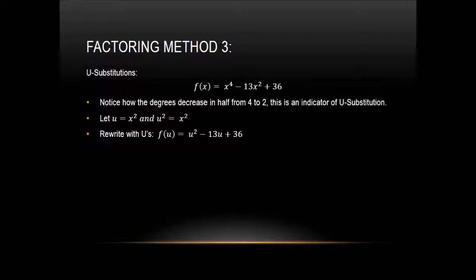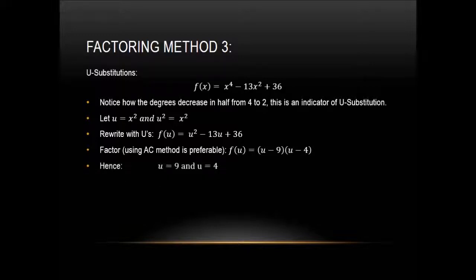What are the factors of 36 that add up to -13? Well, we get 9 and 4. So we have U minus 9, U minus 4. And what we're going to do now, remember, set it equal to 0. So what you're going to get officially is U equals 9 and U equals 4.